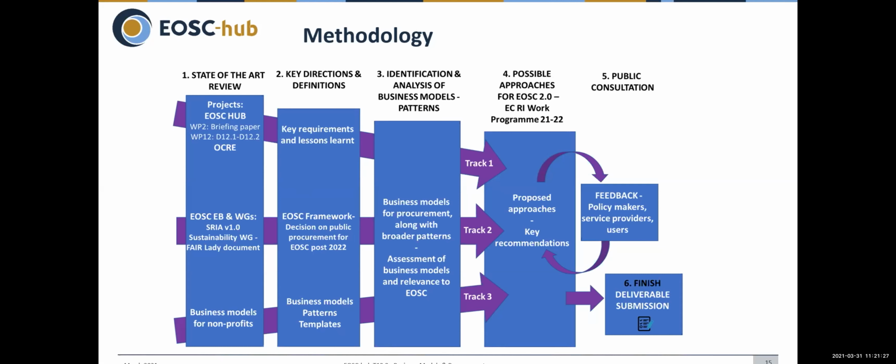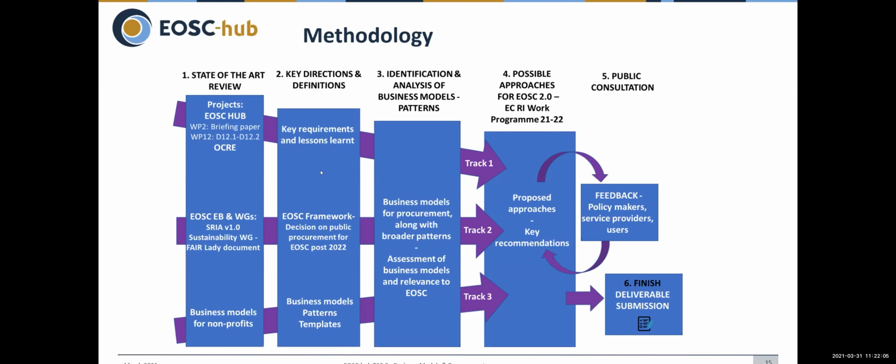Then the work from the EOSC governance, maybe the executive board and its working groups, of course the strategic research and innovation agenda, the sustainability working group, the FAIR Lady document and its 2 studies on business models and costs, and again the literature review on business models for non-profits. We also extended the business model canvas for NGOs with some more cells for the research community. We will publish this also in the deliverable.